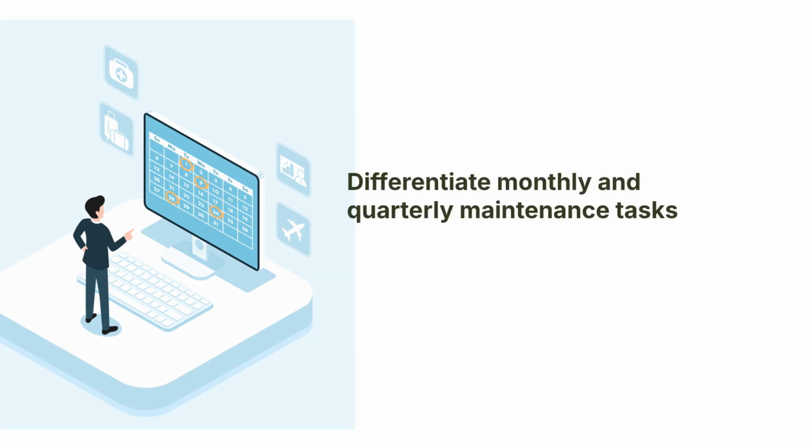Differentiate between monthly and quarterly maintenance tasks. Monthly checks keep systems current, while quarterly reviews are more in-depth. Schedule maintenance during off-peak hours to minimize disruption. Inform users in advance to prepare for any downtime. This planning ensures a seamless maintenance process.